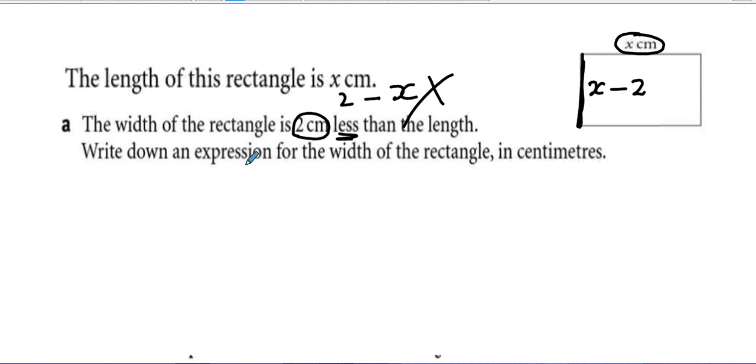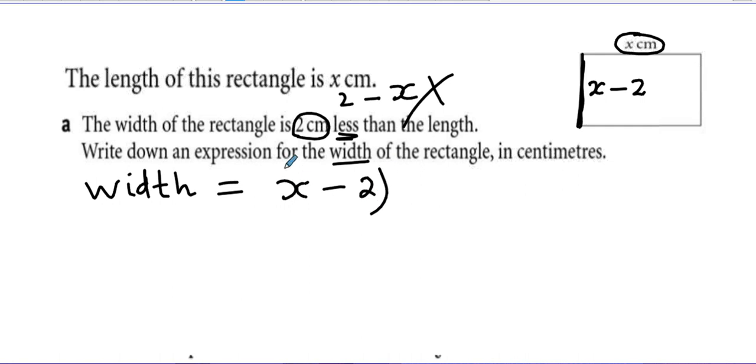So write down an expression for the width. Width will be equal to the length, because here it says the width of the rectangle is 2 centimeters less than the length. So the length is x, so minus 2 centimeters. So that is done.